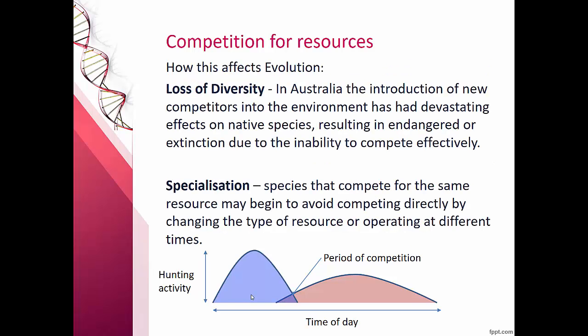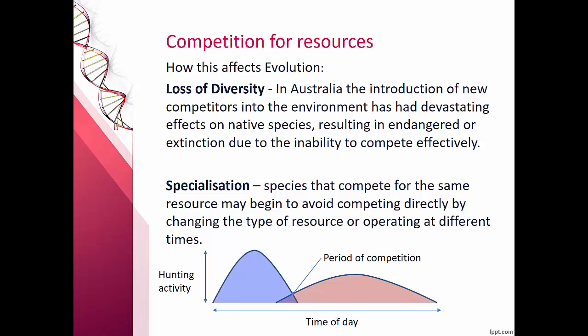So competition results in a couple of things. One is that when you have a competitor in an environment that outcompetes everything, you're going to lose diversity. And Australia has been on the raw end of this stick. We have been absolutely smashed by European species or North American species that have just come into Australia and just devastated the environment.